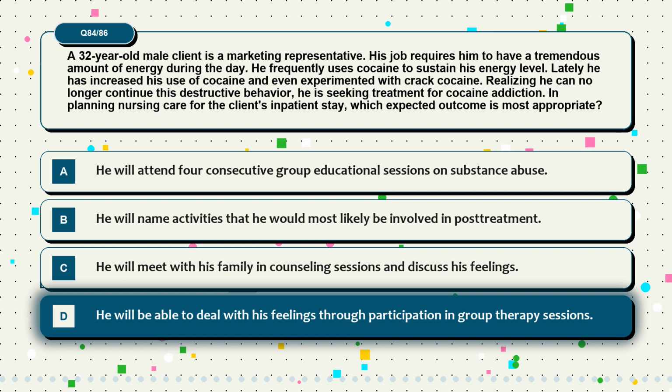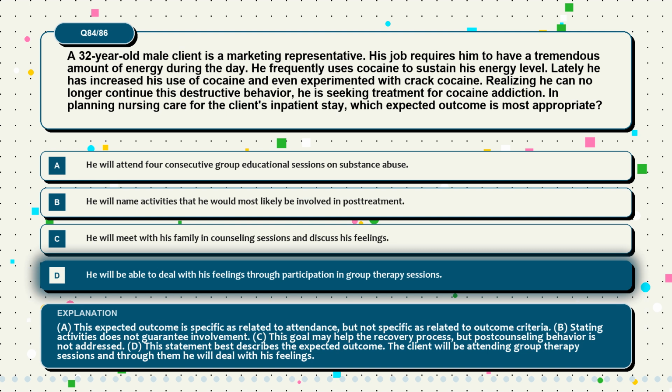The correct answer is option D. He will be able to deal with his feelings through participation in group therapy sessions. This expected outcome is specific as related to attendance, but not specific as related to outcome criteria. B. Stating activities does not guarantee involvement. C. This goal may help the recovery process, but post-counseling behavior is not addressed. D. This statement best describes the expected outcome. The client will be attending group therapy sessions, and through them he will deal with his feelings.